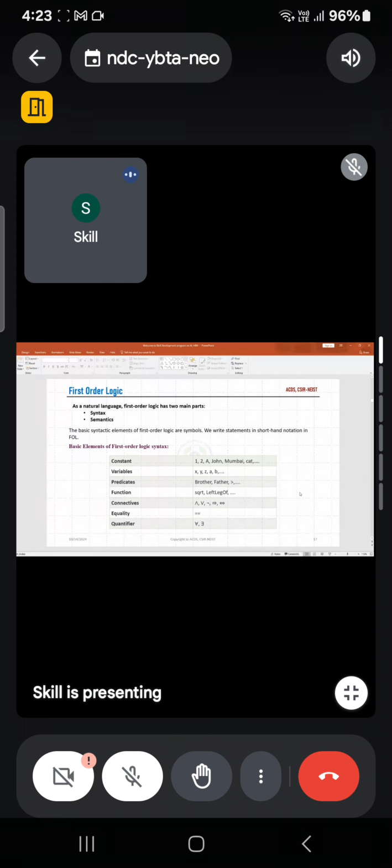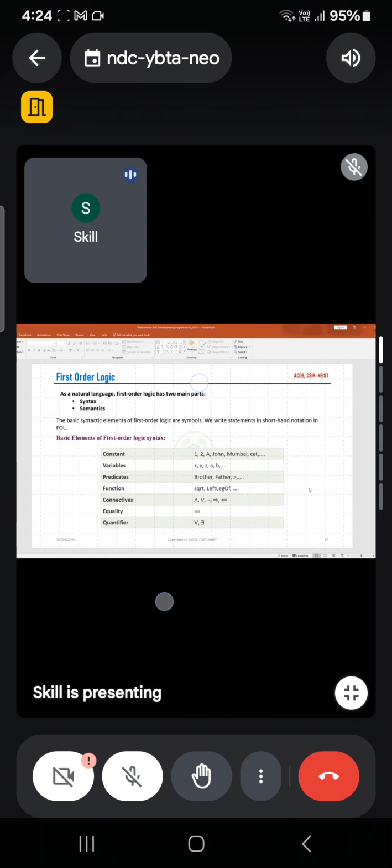And the statements can be explained in first order logic in shorthand notation. Hope you can see the basic elements of first order logic syntax: constants 1, 2, a, John, Mumbai, cat. You already know that a constant value does not change. Then variables, which we can assign for a particular object.